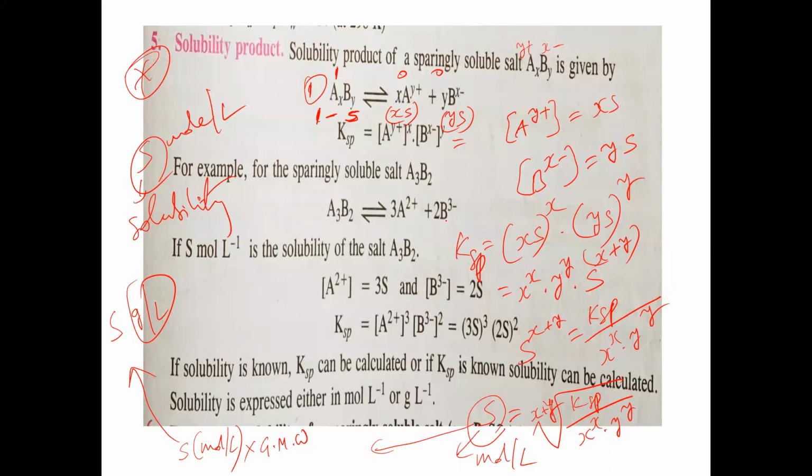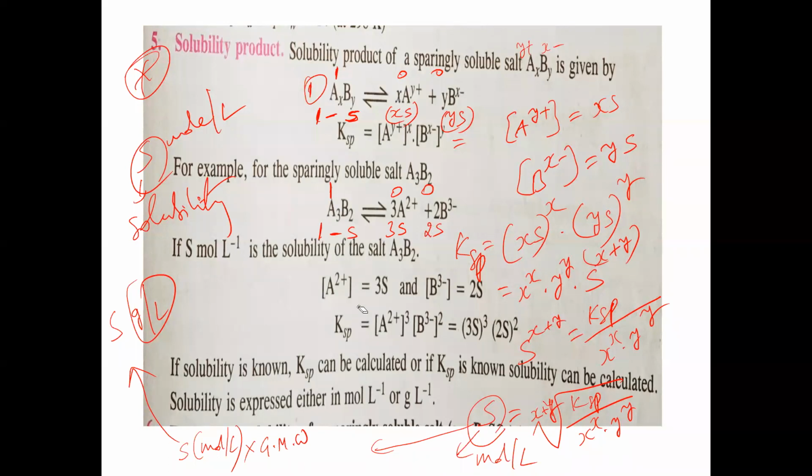Right, ma'am? So now in this case, tell me here. Initially, suppose 1 mole is taken. Initially 0 moles, 0 moles. Here 1 minus S. Here 3S will be formed. Here 2S will be formed. So in this case, what do we take? KSP is equal to 3S whole power 3 into 2S whole power 2. That is KSP.